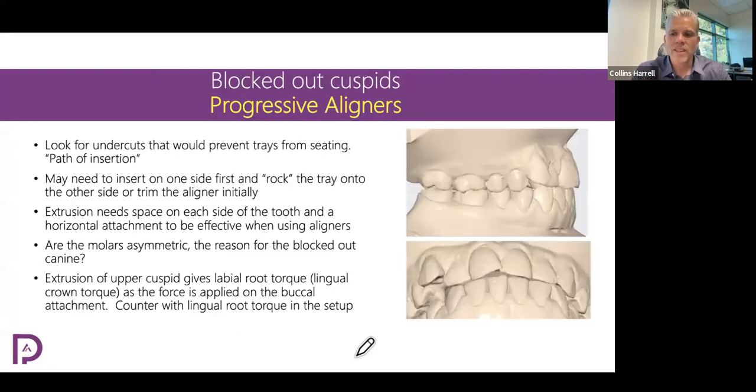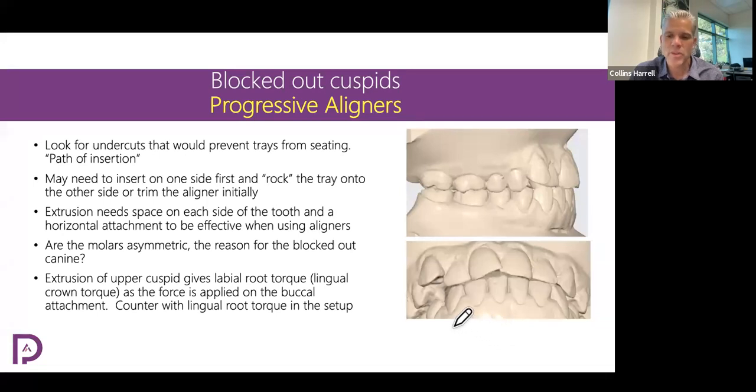So in this case that we're going to look at today, you're going to see a blocked out cuspid. So let's talk a little bit for just a minute about protocols with progressive aligners for blocked out canines. First of all, would be looking for undercuts that would prevent the trays from seating. So path of insertion. If you have this tooth, there's going to be an undercut up at the gum line based upon the path of insertion of the rest of the teeth. So you may not want to initially put an attachment on that tooth that's going to create even more of an undercut there. It might be a good idea to keep that attachment off that tooth or put it on at a later stage in order to not create worse of an undercut.